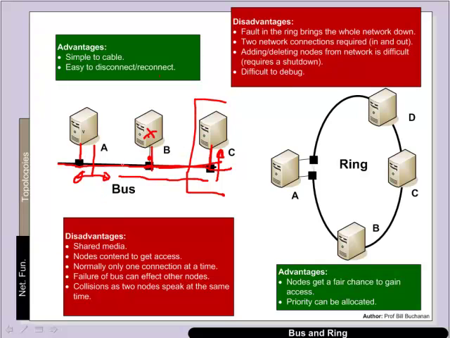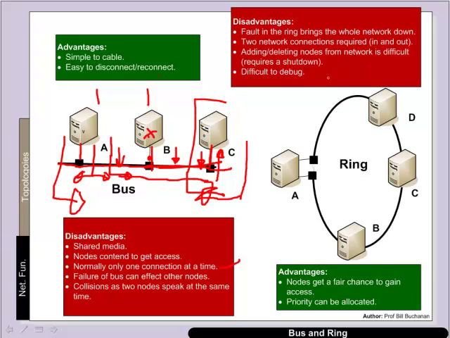Unfortunately, it's a shared media, so that nodes must contend to get access to the network at any time. So when the network becomes busy, there is a great deal of contention. Also, only one node can communicate at a time, and as we'll see, we get the concept of a collision, where two nodes try to communicate at the same time and the transmissions crash.